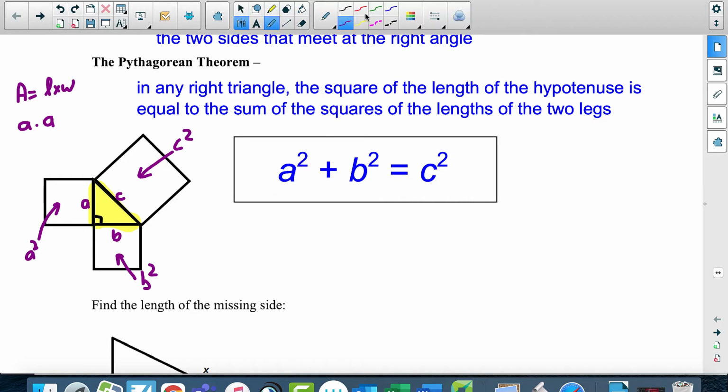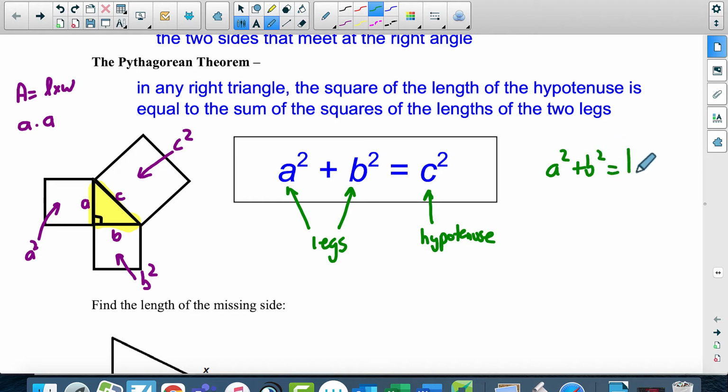Now, here's what's important. This c right here must be referring to the hypotenuse. This is the hypotenuse, this c. And the a and the b, they refer to legs. It doesn't matter which one you call a and which one you call b, as long as you call one of the legs a and one of the legs b. But c is the hypotenuse. In fact, sometimes you'll see people call this a squared plus b squared equals h squared, just so you remember that the last number there has to be the hypotenuse.